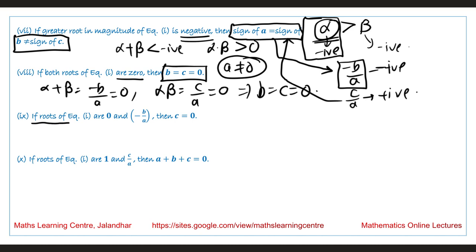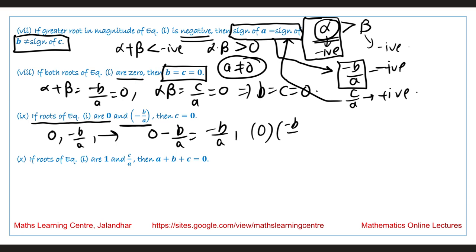Next is if the roots of the equation are 0 and minus b by a. If these are the two roots, one is 0 and one is minus b by a, then the sum of the roots is 0 minus b by a, equal to minus b by a. And the product of the roots is 0 into minus b by a, equal to 0, that is equal to c by a.